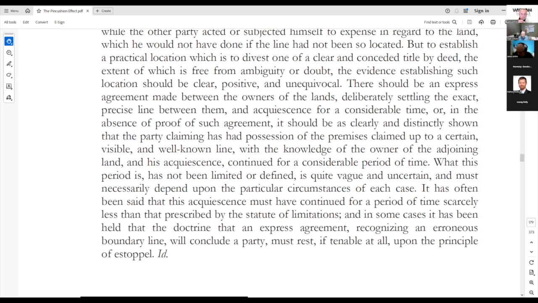It has often been said that this acquiescence must have continued for a period of time scarcely less than that prescribed by the statute of limitations, and in some cases it has been held that the doctrine that an express agreement recognizing an erroneous boundary line will conclude a party must rest, if tenable at all, upon the principle of estoppel.